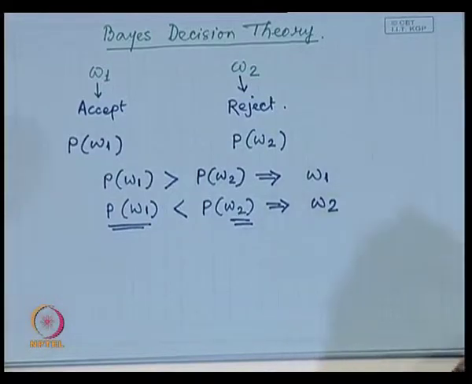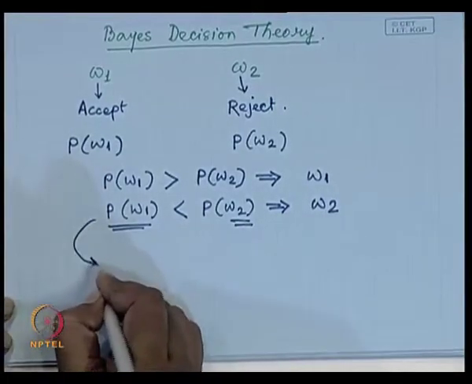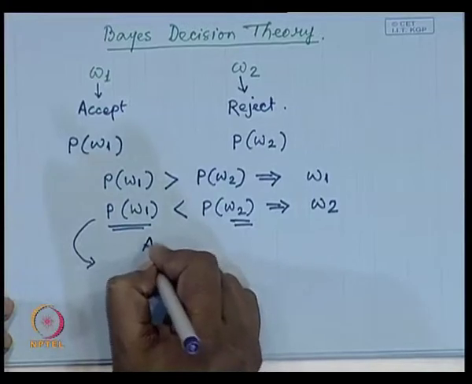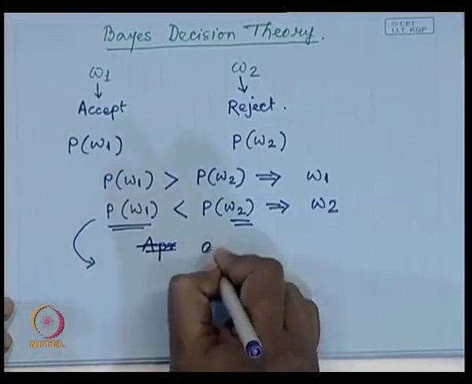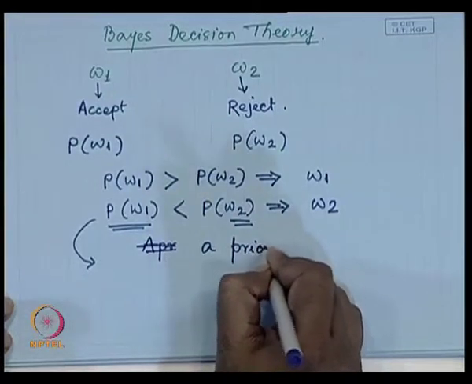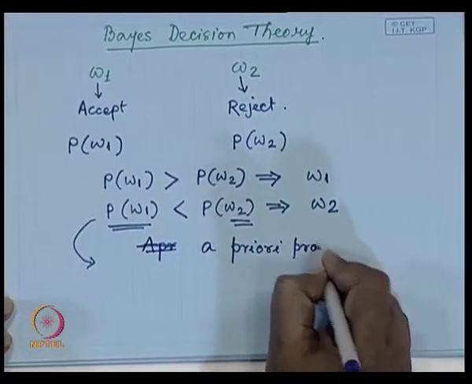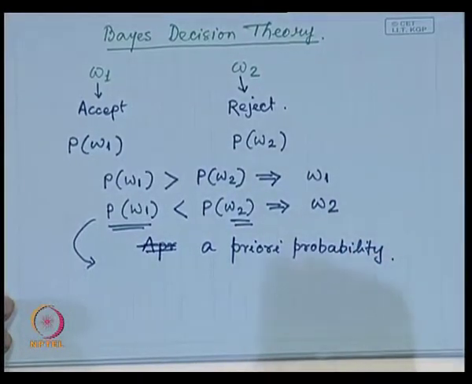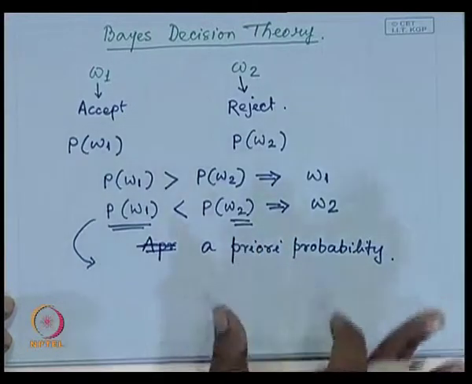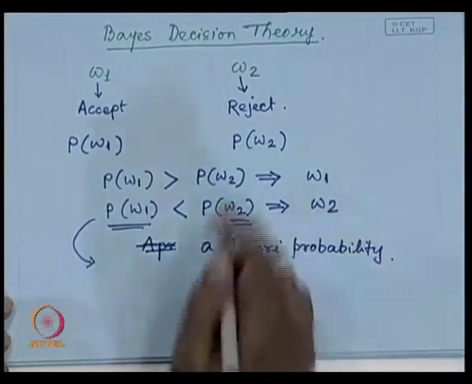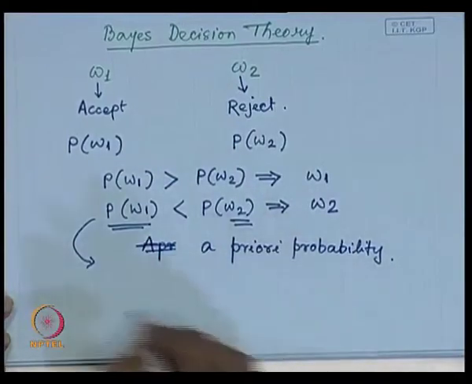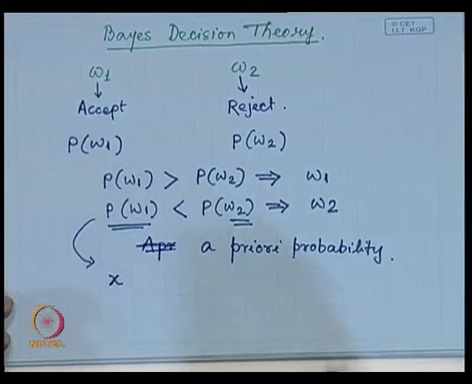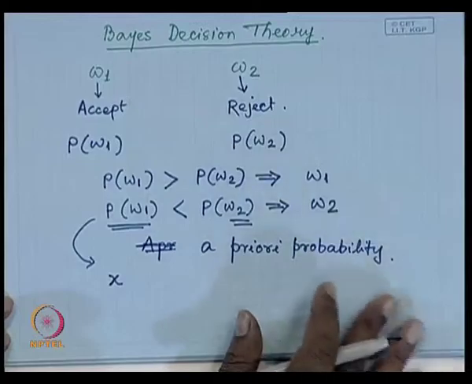To make our decision more logical, along with this a priori probability, we have to combine some feature, let us say feature x. These are called a priori probabilities. And in the simplest form, what can this feature x be?